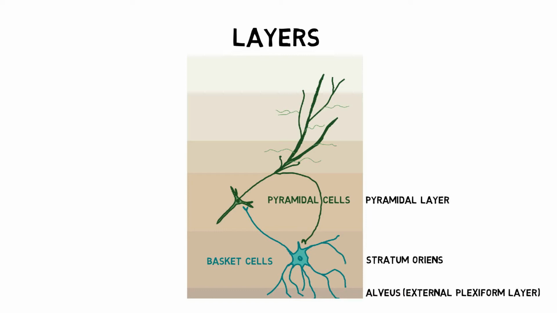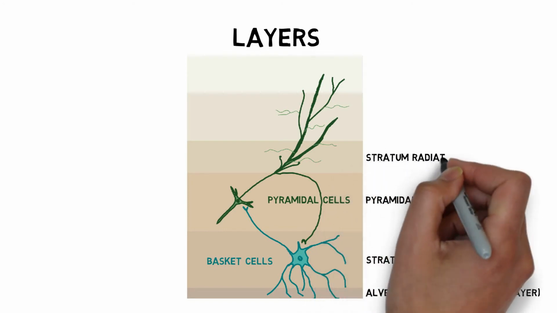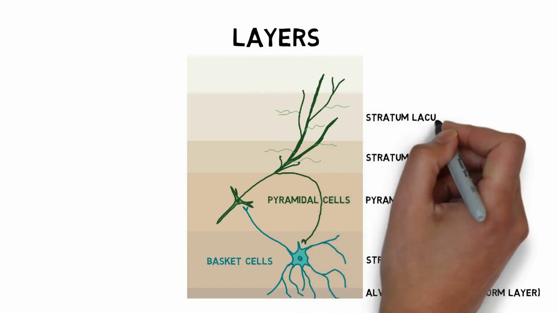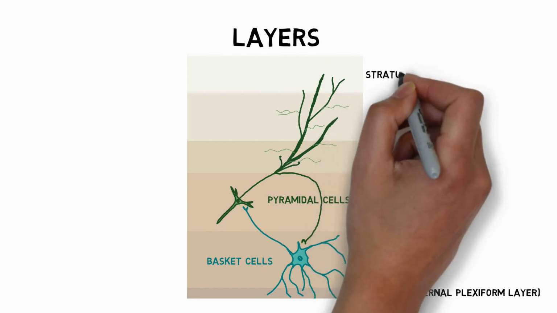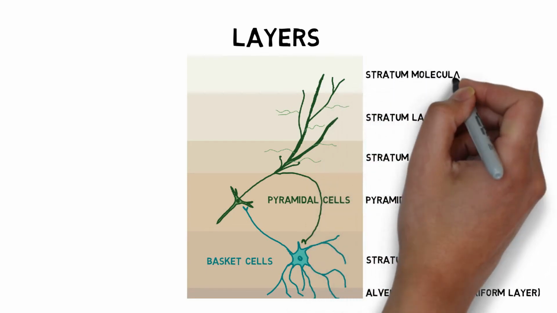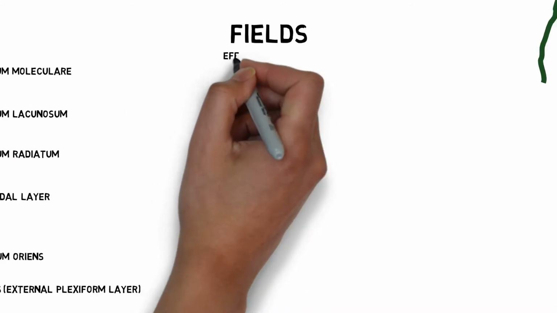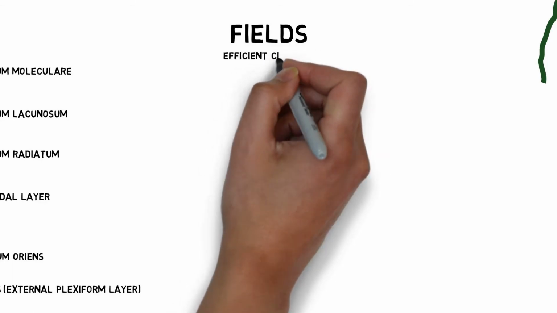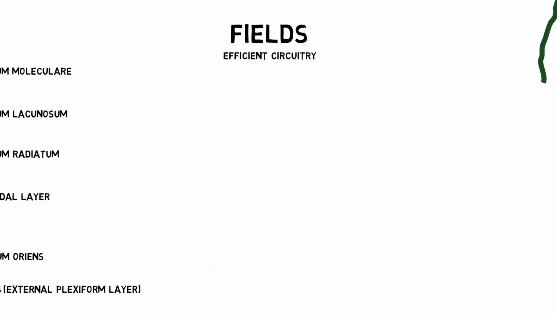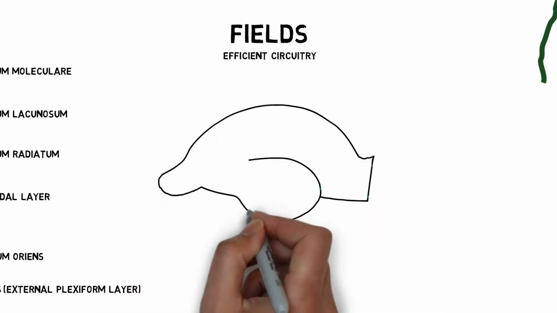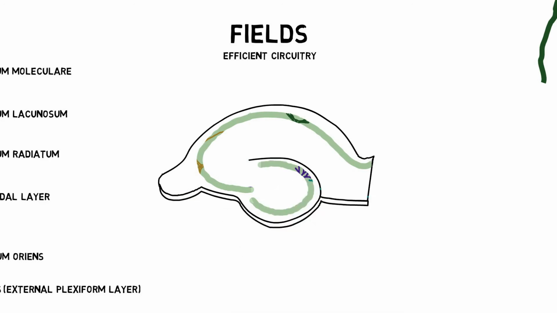From there is the stratum radiatum, the stratum lacunosum, and the stratum moleculare. These contain the aforementioned apical dendrites and more fibers coming from the entorhinal cortex. The fields are an important aspect of organization in the hippocampus because they show the efficient layout of circuitry. These are CA1, 2, and 3.